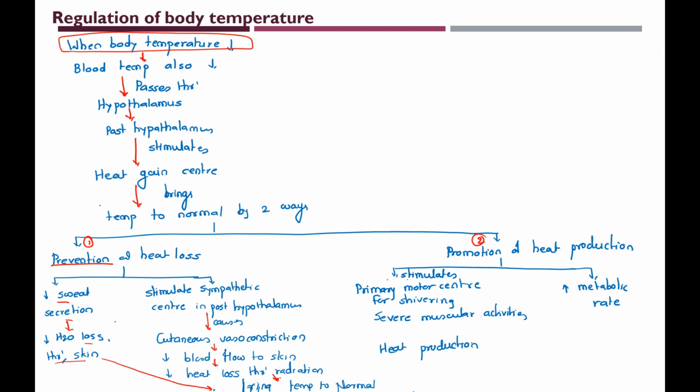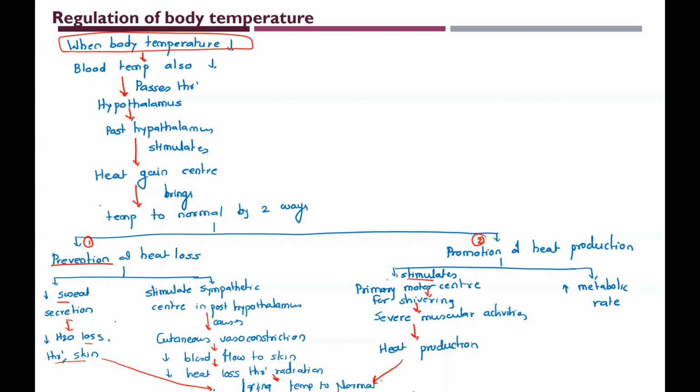Now the second effort the posterior hypothalamus will make is to stimulate the primary motor center for shivering. Okay. If the primary motor center for shivering gets stimulated, the patient starts to shiver. So what is shivering? It is severe muscular activity. When this severe muscular activity takes place in our body, there will be enormous heat production in the body, and this heat production will help to bring the decreased temperature to normalcy.